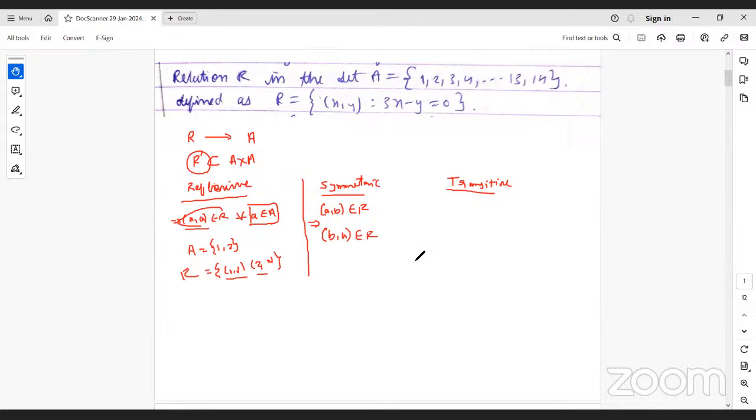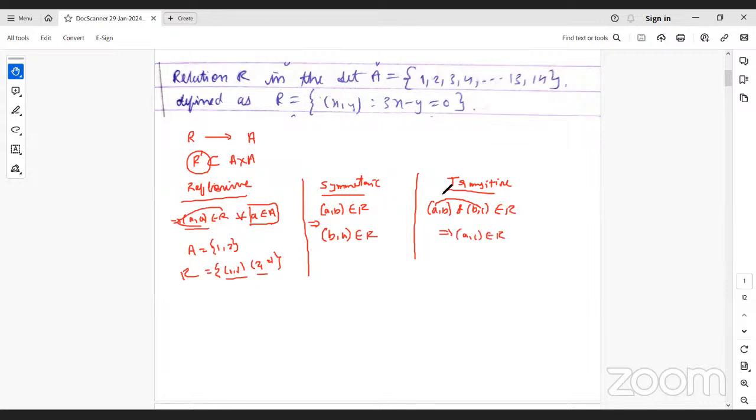The last property is transitive. A relation is said to be transitive if we consider two ordered pairs, (a, b) and (b, c), and if these two ordered pairs belong to R, then the ordered pair (a, c) should also belong to R.